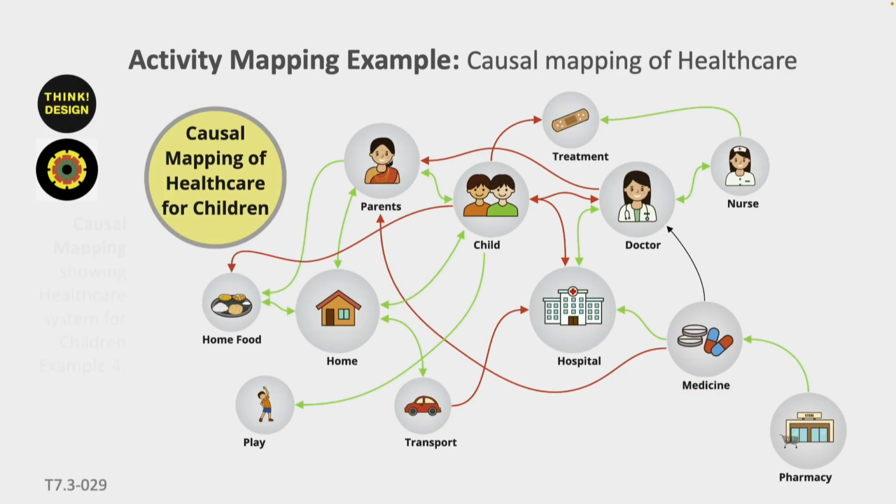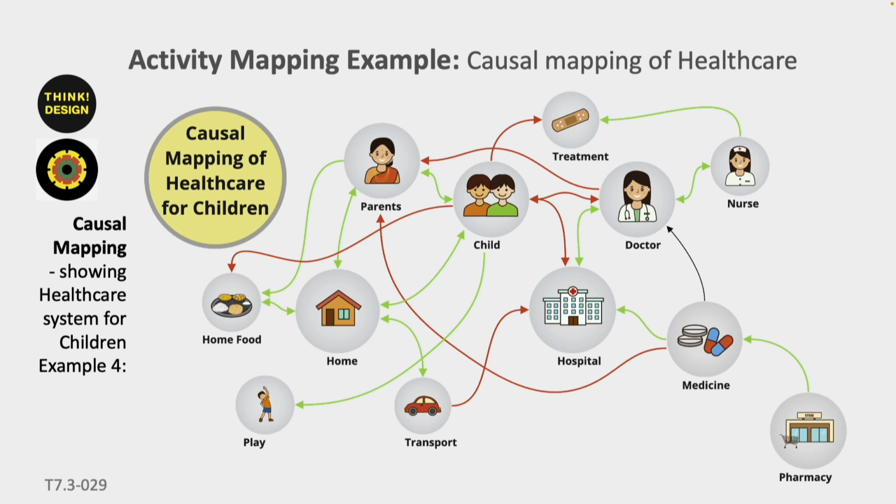Let us have a look at the causal mapping. The topic here is again the child, but with respect to healthcare. All the facilities that are connected with healthcare are mapped here. You can see that the child's parent is very important. The child has to go to meet the doctor in a hospital, so the hospital becomes important, and the child from home needs transport to go to the hospital. And the doctor is connected with a nurse who administers the treatment for the child.